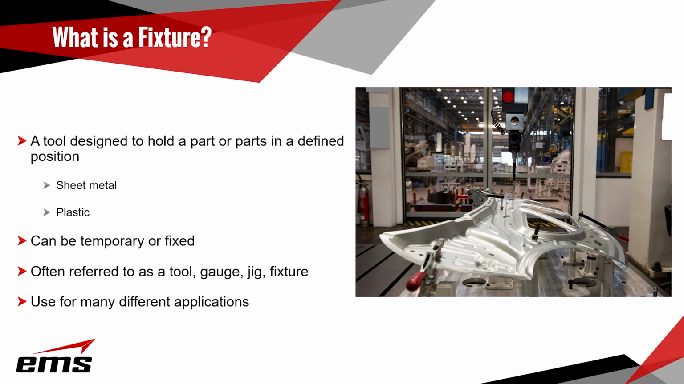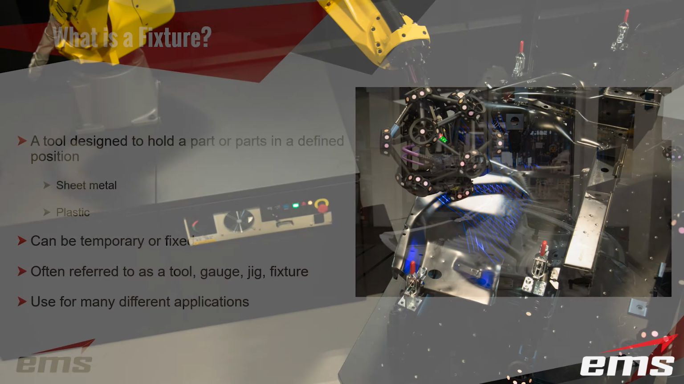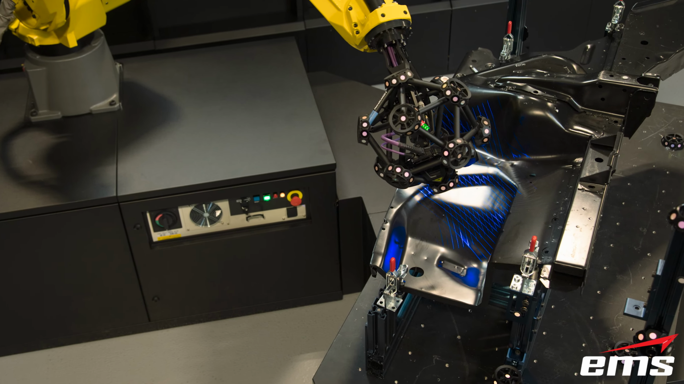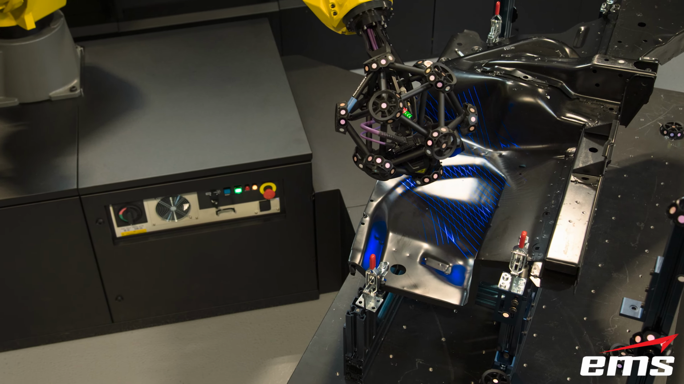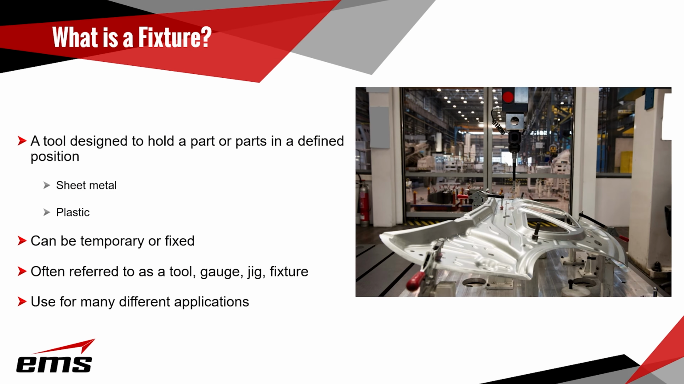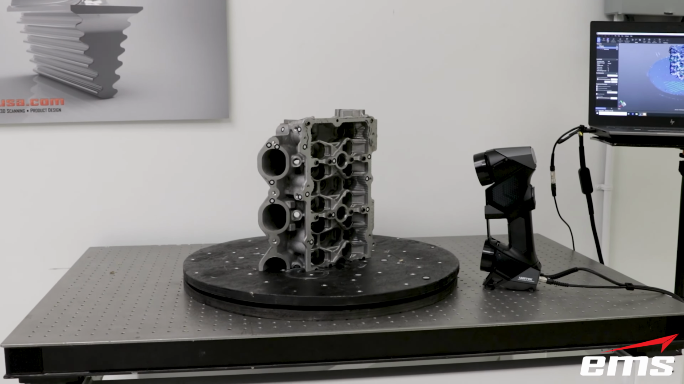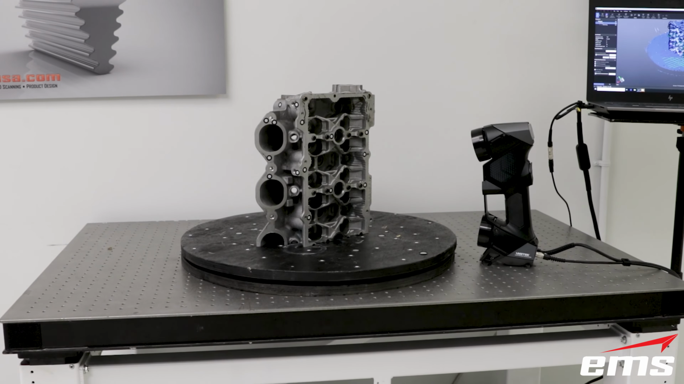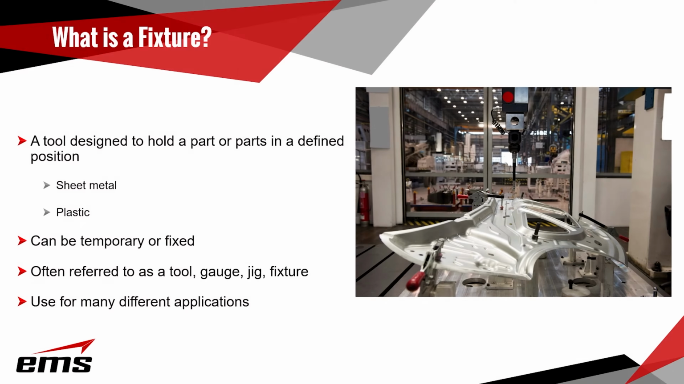So let's start by talking about what is a fixture. In its basic definition, a fixture is just basically a tool to hold a part or parts in a defined position. Typical parts that are fixtured are things like sheet metal parts and plastic parts. Your bigger, maybe rigid machine parts may or may not require fixturing. We'll get into more of that later.